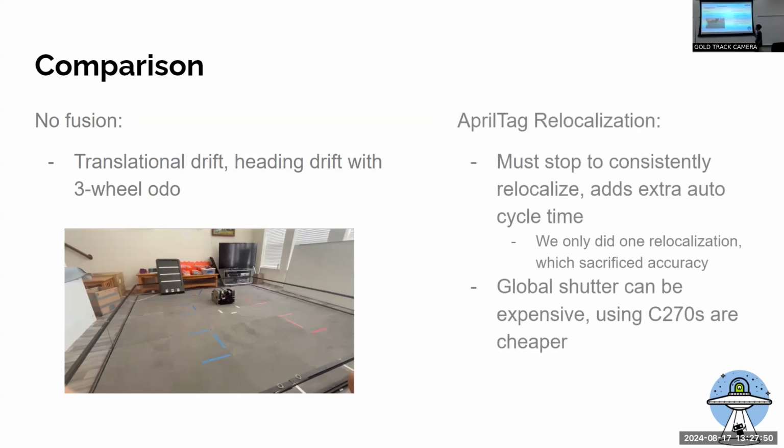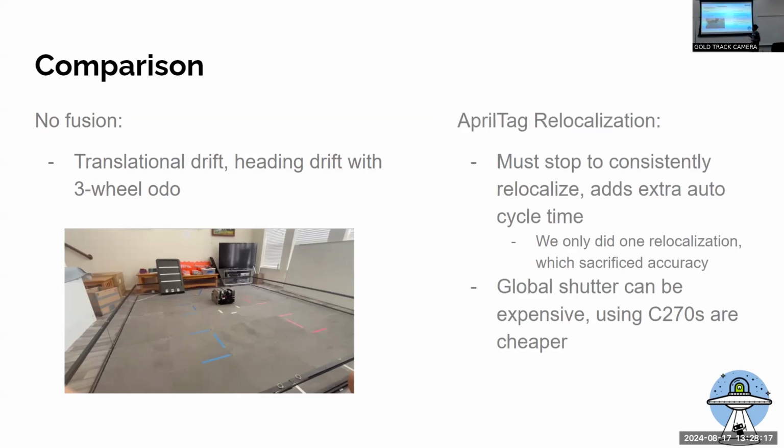And some teams completely rely on April tag relocalization. Well, this might be fine, but especially when you're using a cheap camera like the Logitech C270s, the regular ones everyone uses, there is a lot of motion blur, which causes the data to be inaccurate.